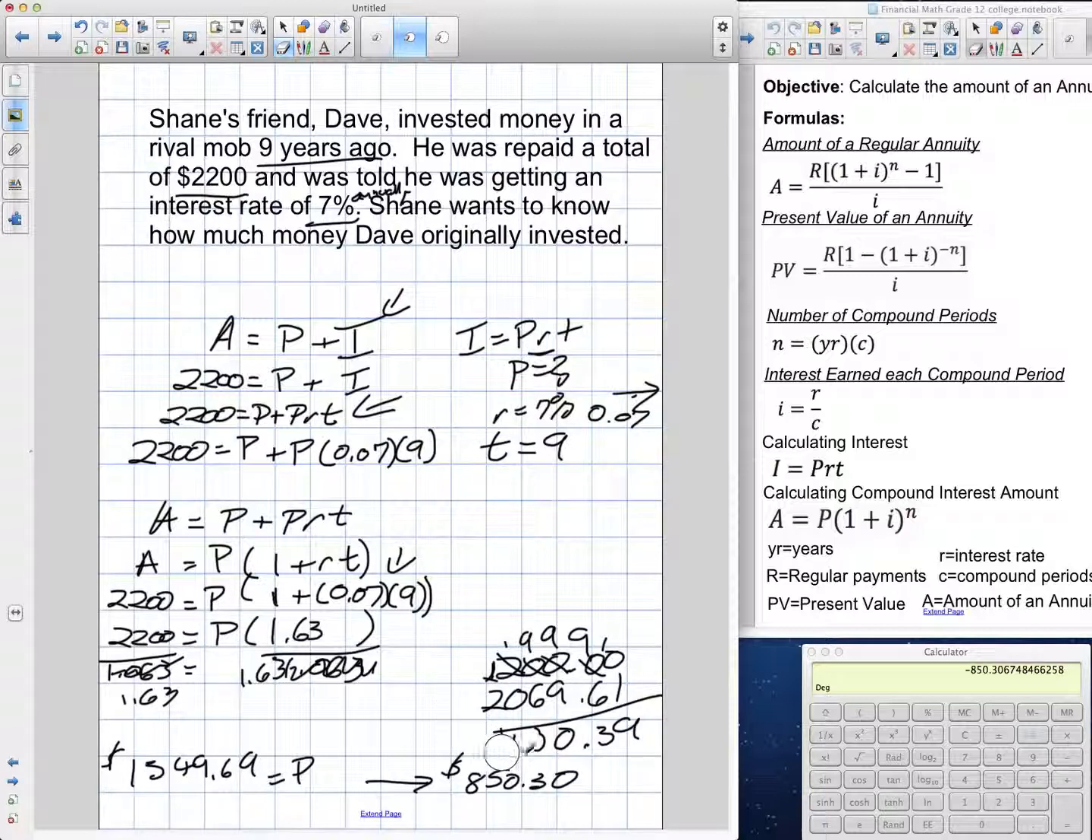It's actually a pretty good interest rate if you compare it to banks and stuff. With banks you earn much less. So Dave did pretty well for himself. He invested roughly $1,350 and made about $850 interest in 9 years. Way to go, Dave. Good investment.